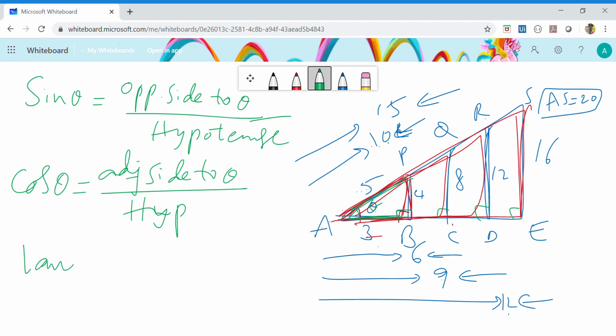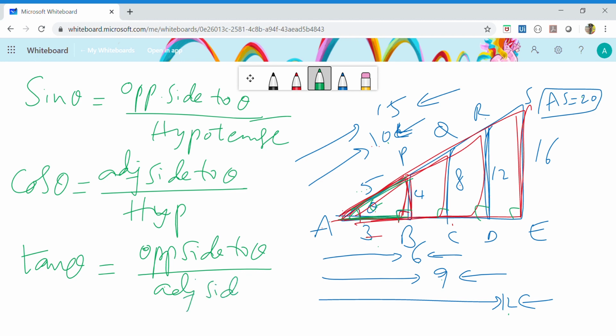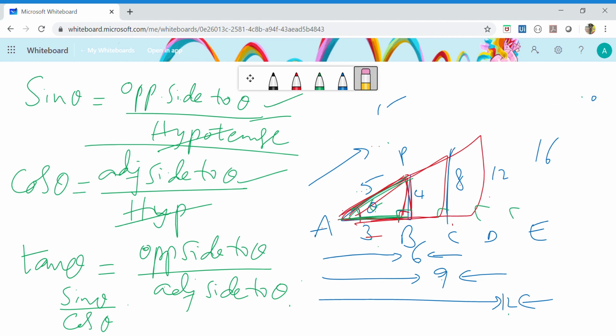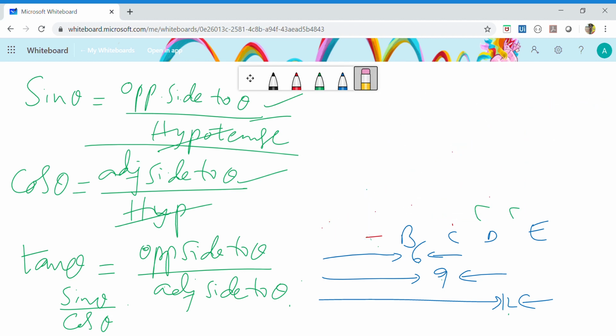And what is tan theta? Tan theta is nothing but the ratio between the opposite side to theta by the adjacent side to theta. Or simply, you can write it as sin theta by cos theta. Sin theta is opposite side by hypotenuse, whole by adjacent by hypotenuse. Hypotenuse gets cancelled, so opposite by adjacent you will get. Is it clear? So these are the three trigonometric ratios.